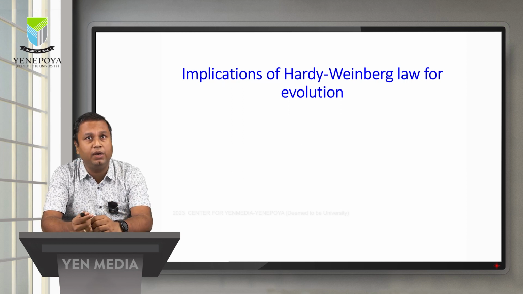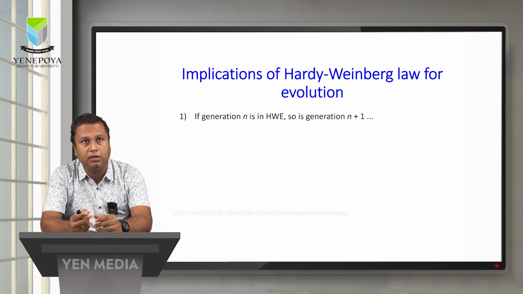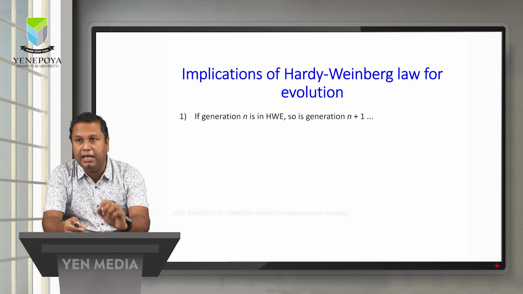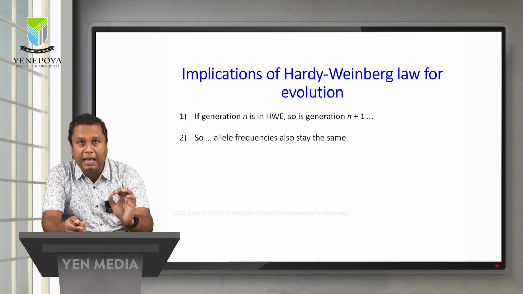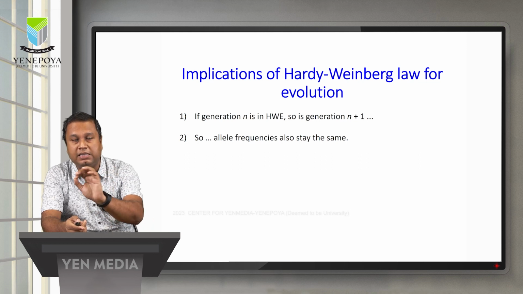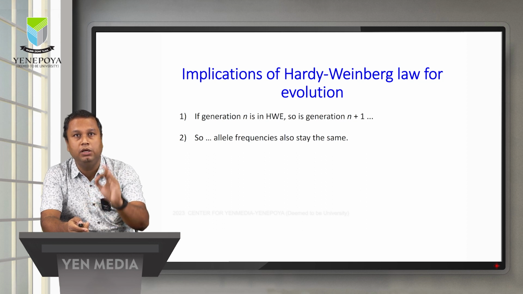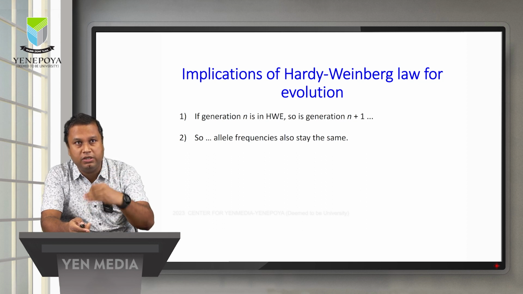Now why do we care? Why do we care about Hardy-Weinberg equilibrium for evolution? The first thing is, suppose you are in the nth generation and it is in Hardy-Weinberg equilibrium, so will be generation n plus 1, the next generation. And the allele frequencies will also remain the same. That means there will be no change. No change means no evolution. So evolution will not occur generation after generation.